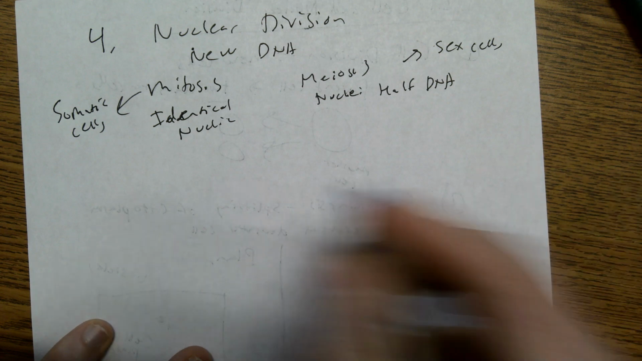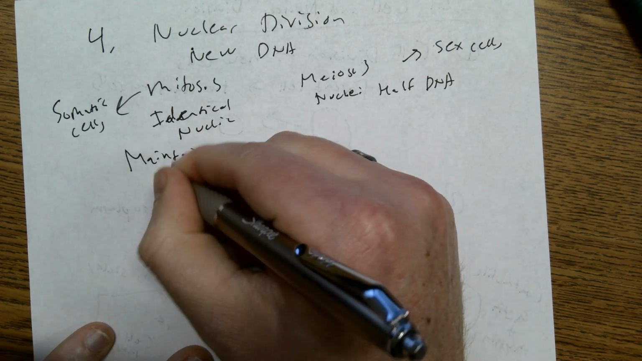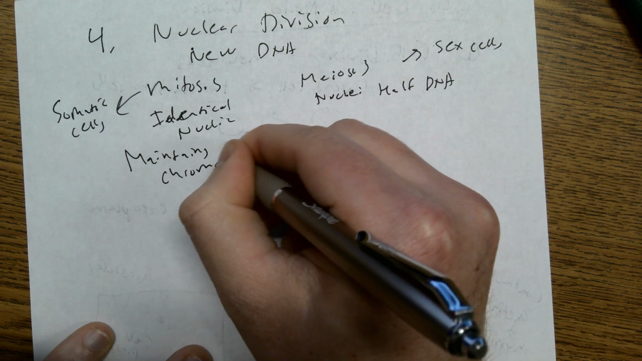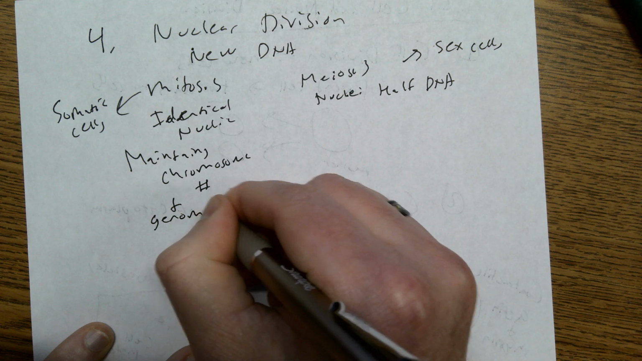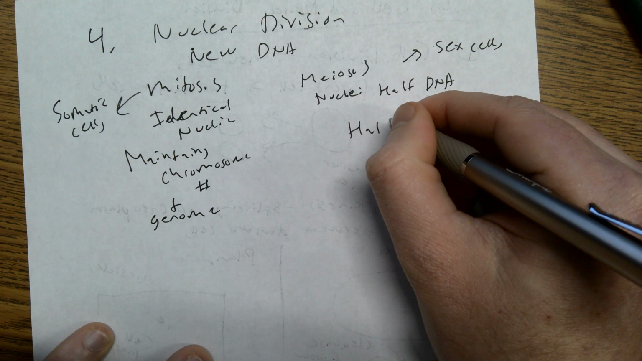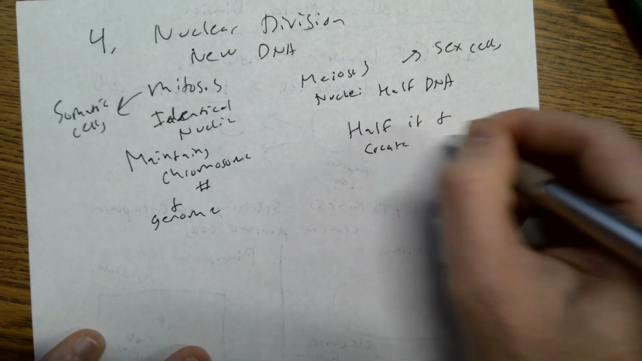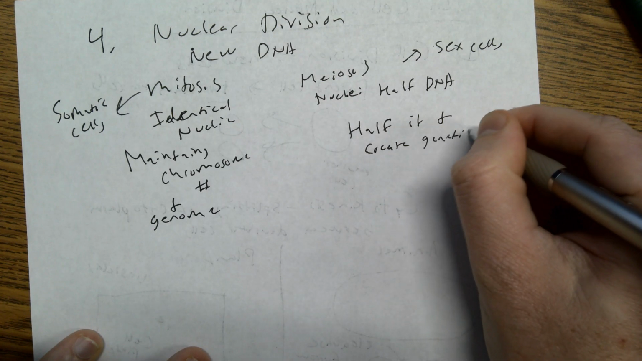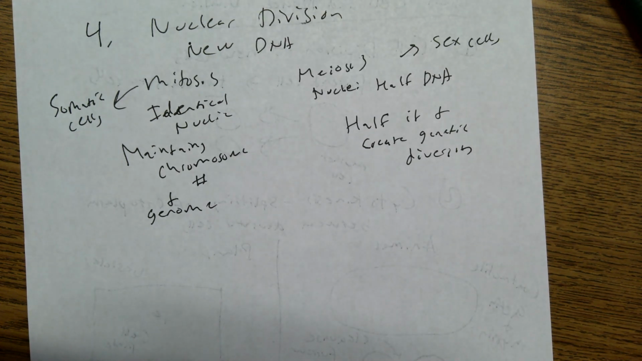And so mitosis is maintaining chromosome number and your genome. So you keep your genome intact. And this one is going to halve it and create genetic diversity. And we'll learn more what that means in the later standards. Okay, so that's standard 4.